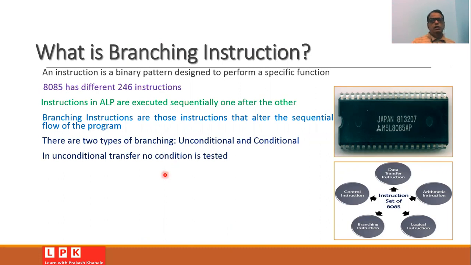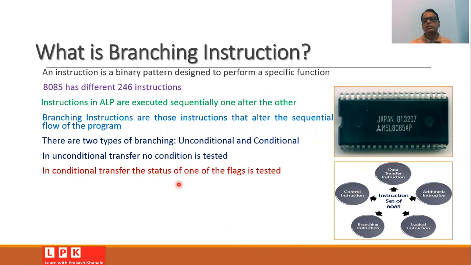In unconditional transfer, the condition is not tested. As its name indicates, there is no condition testing. As far as conditional transfer is concerned, we need to check for the condition, and the condition is checked based upon the flags. That is, the status of one of the flags is tested. Flags such as the zero flag and carry flag will be tested, and based upon the testing of these flags, we will transfer the control of execution.